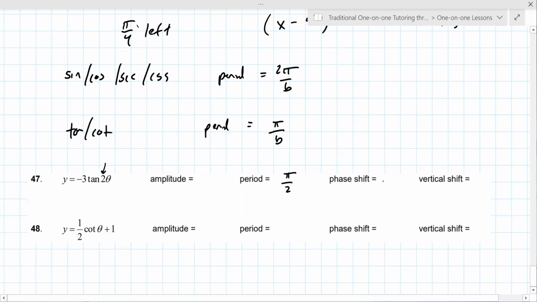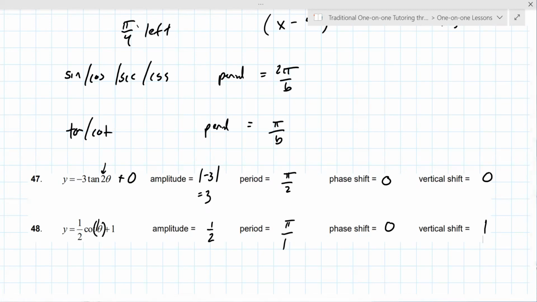Does this first one have a phase shift? Are you adding or subtracting anything inside parentheses? No. The amplitude is the absolute value of -3, or 3. And the vertical shift is 0 because you're not adding anything to it. The period for this next one is pi over 1 because there's a 1 out in front. The amplitude is 1/2. The phase shift is 0 because there's nothing going on inside parentheses here. The vertical shift is 1 because you're adding 1 to it. Okay, got it.